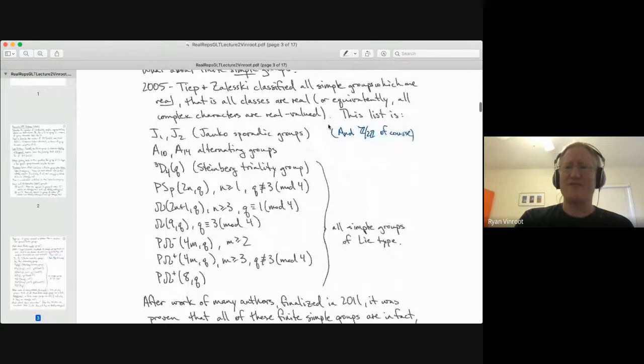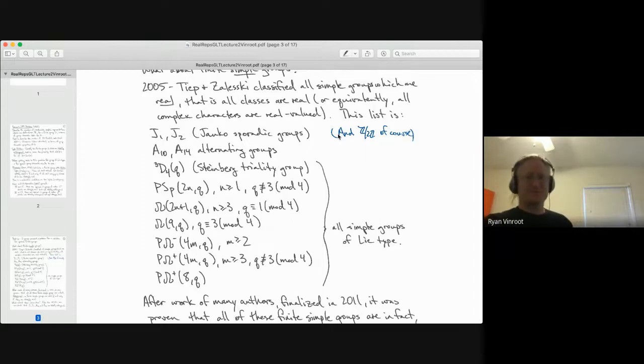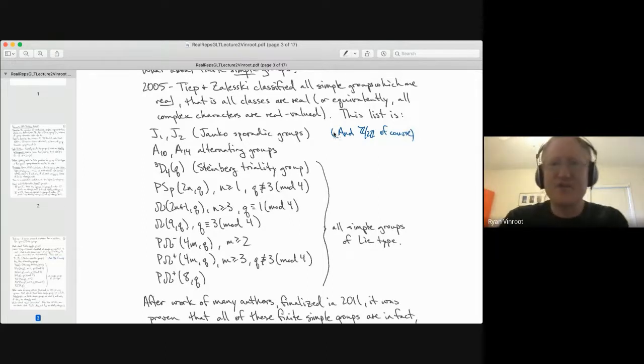And well, afterwards I realized, and I jokingly almost sent in a correction for the paper because they forgot to include Z mod 2Z, the two element group. Of course, this is a silly one, but it's there. So here are all the finite simple groups so that every single character is real valued.